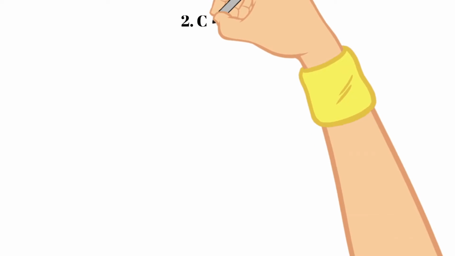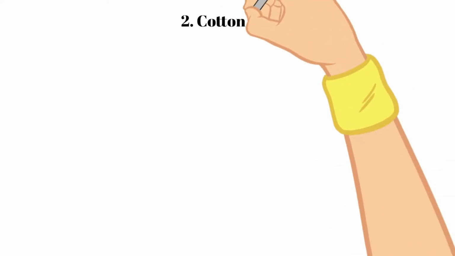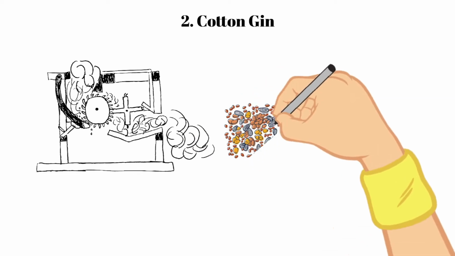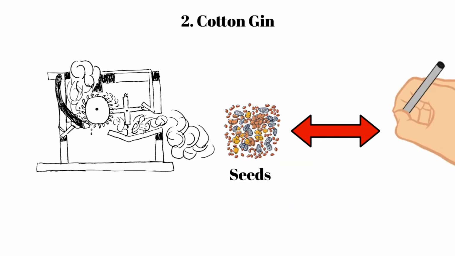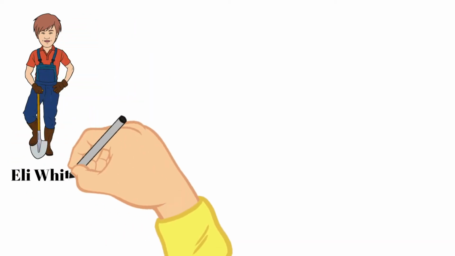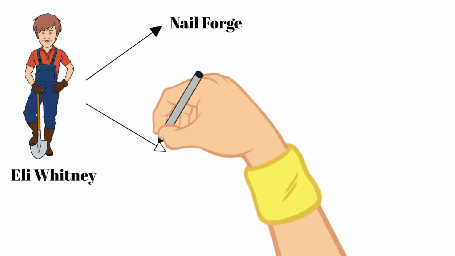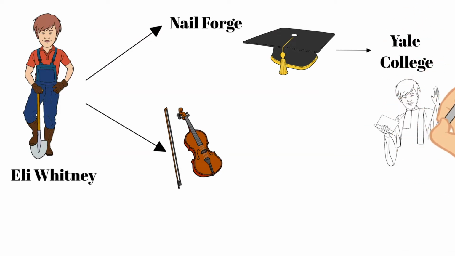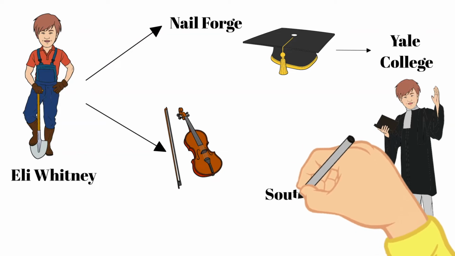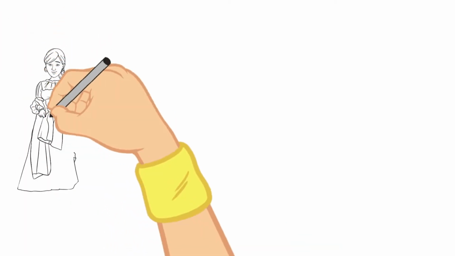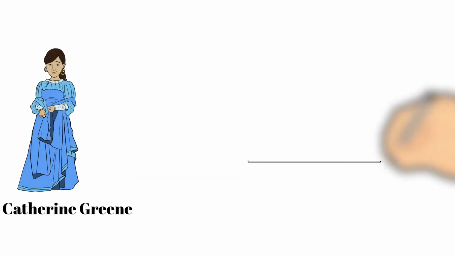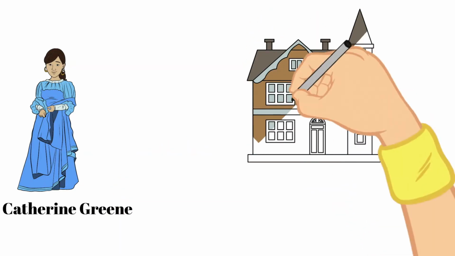The next invention that helped to spur the Industrial Revolution is Eli Whitney's cotton gin. This invention revolutionized the production of cotton by greatly speeding up the process of removing seeds from cotton fiber. Eli Whitney grew up as the son of a farmer and in his youth proved to already be an excellent inventor by building a nail forge and a violin. He graduated from Yale College and moved to the South planning to work as a tutor. He accepted an invitation to stay at Catherine Greene's house, the widow of American Revolutionary War General Nathanael Greene, on her plantation known as Mulberry Grove near Savannah, Georgia.